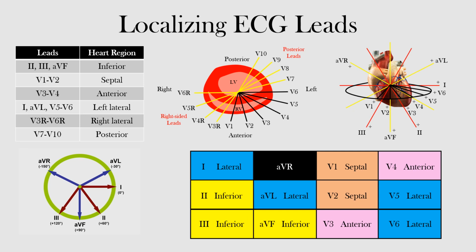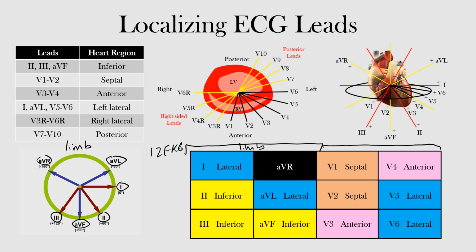So again, remember our limb leads are here. So this would be the limb leads. We have AVR, 3, AVF, 2, 1, and AVL. Okay, so 6 limb leads. Remember, if you imagine this is our 12-lead EKG, this portion on the left would be our limb leads, and then this over here would be our precordial leads.